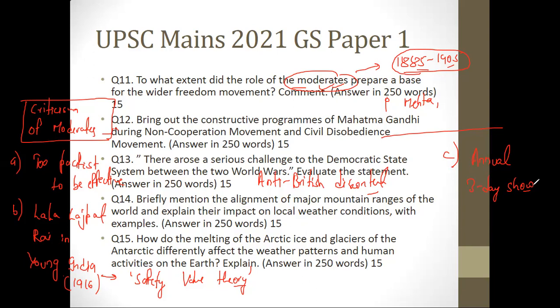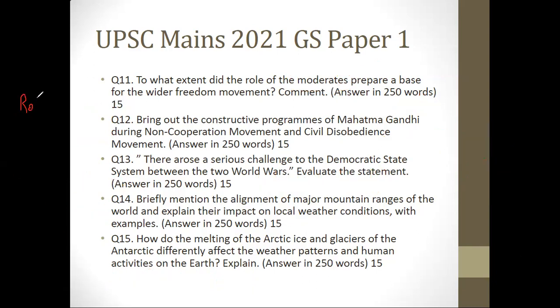Now you will talk about that. No, these criticisms are exaggerated because moderates played a crucial role in preparing the base for the wider freedom movement. Now talk about the role of moderates. Now give another heading, because anyway, this is a 15 marker. You have to fill 3 pages, 4 pages. If you just write role of moderates, you will be done in 1.5 pages. You have to expand the answer.